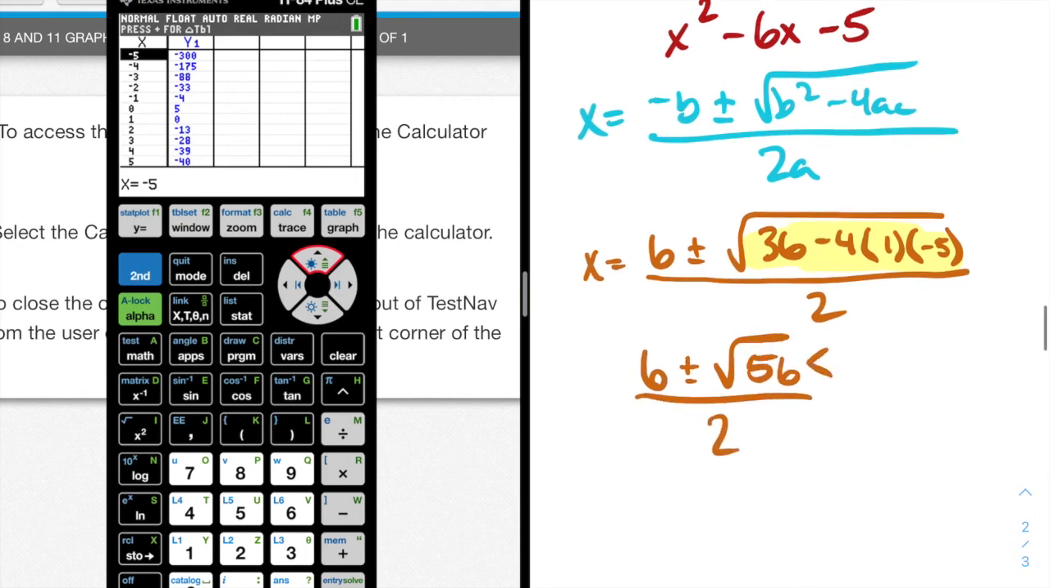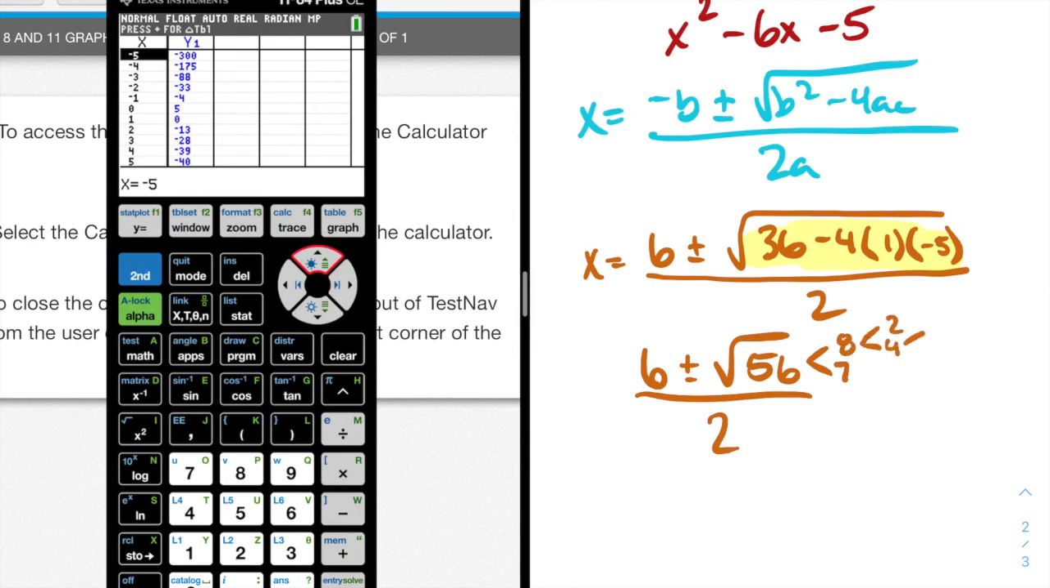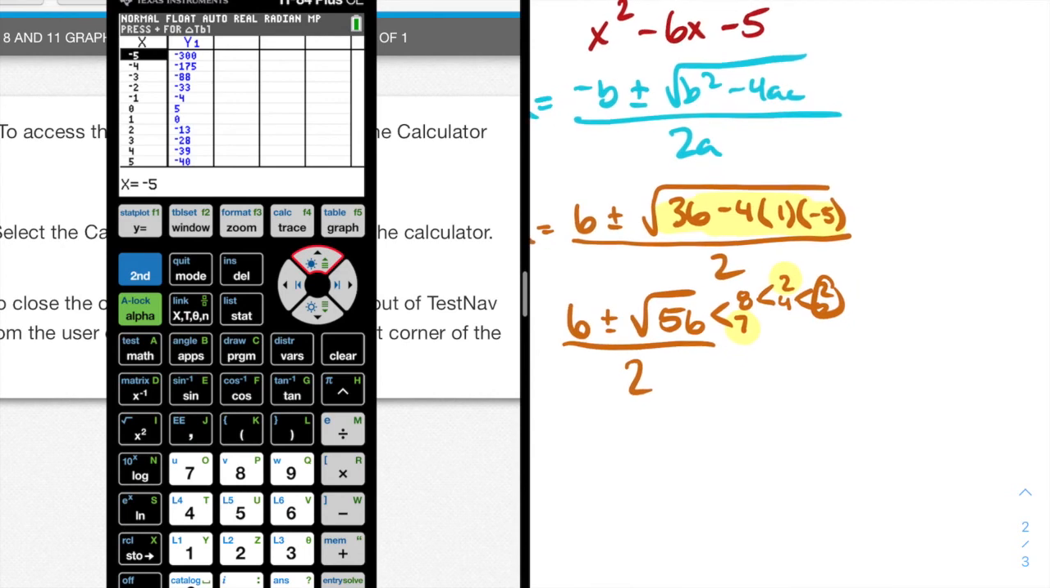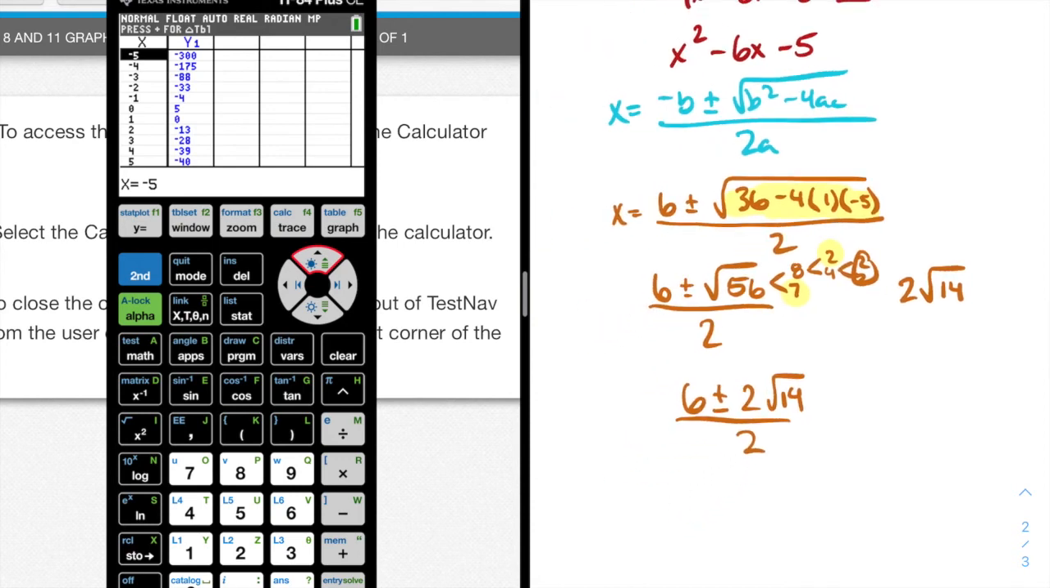Now this can simplify. 56 goes to 7 and 8. 8 goes into 4 and 2, and 4 goes into 2 and 2. So I have 2's that are pairs, but I have a 2 and a 7 that are unpaired. So this will become 2 radical 14, because 2 times 7 is 14. So my final answer will be 6 plus or minus 2 radical 14 over 2. Now you could reduce that if you wanted to, but this is going to serve as your answer.